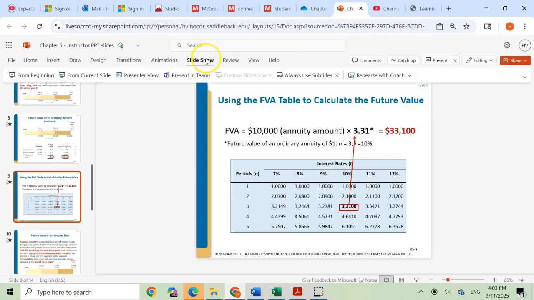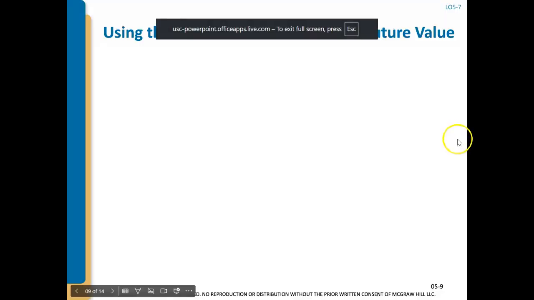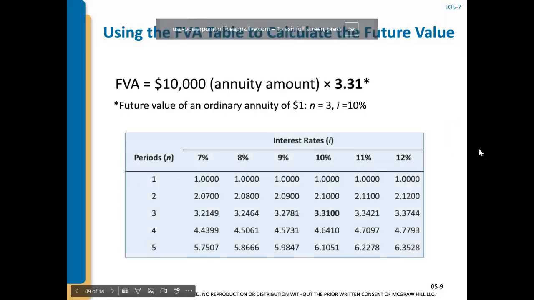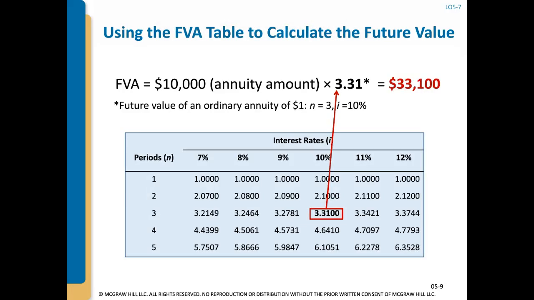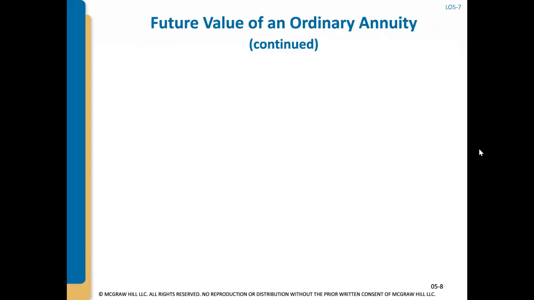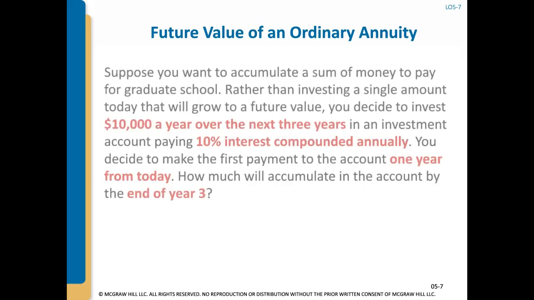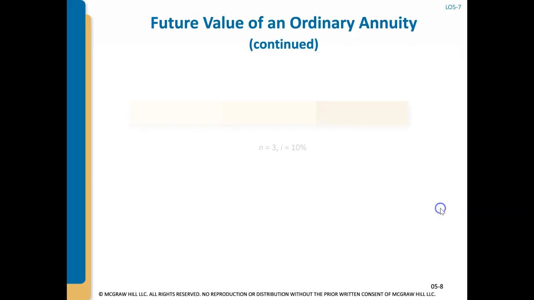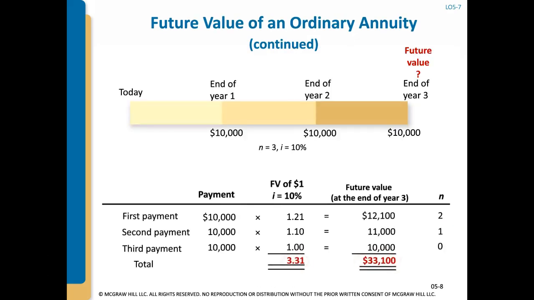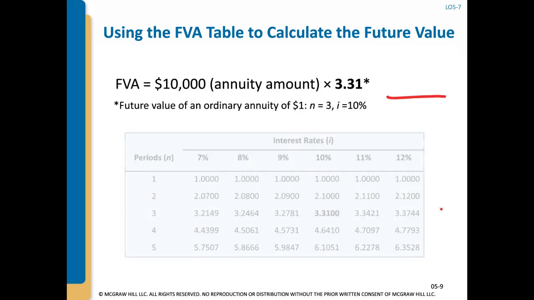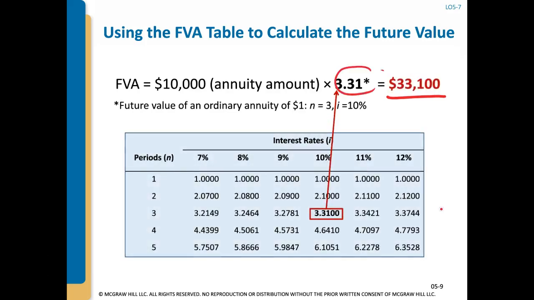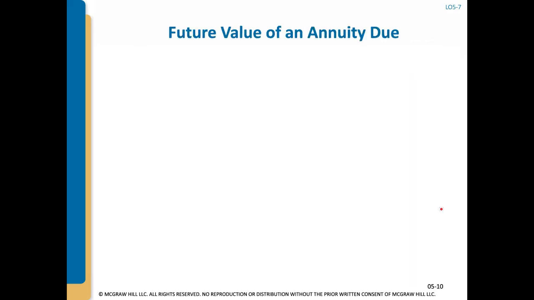So if I take $10,000 times the 3.31, I will get $33,100. Note, it's the same number as when we did the future value of $1 separately for each one of those payments, we got $33,100. But we have a factor table for future value of an ordinary annuity that we can use to do the same thing.